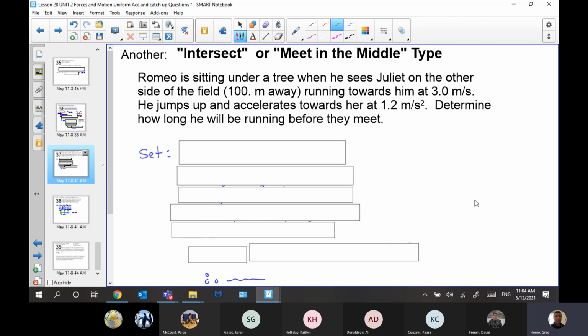Maybe more than one way to tackle this thing, but what do we think? I don't know, probably. Okay.